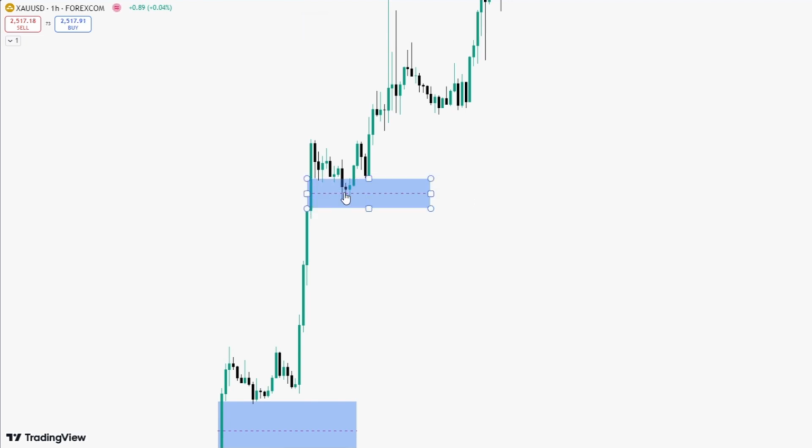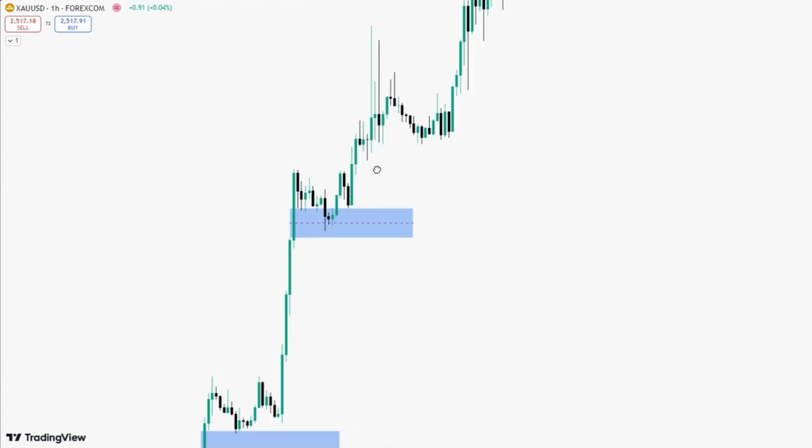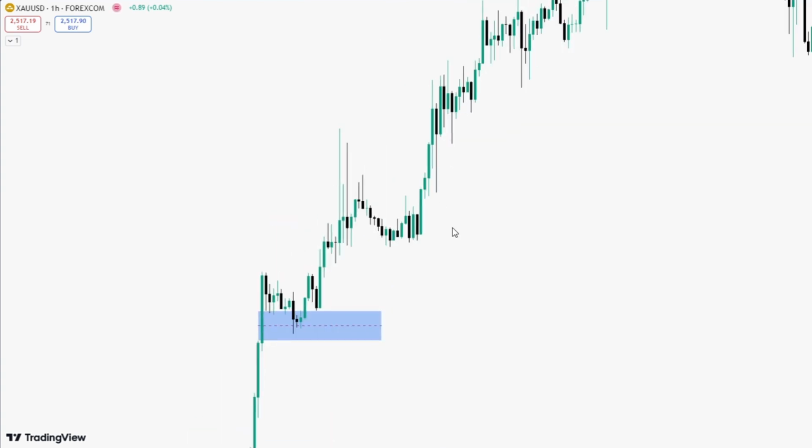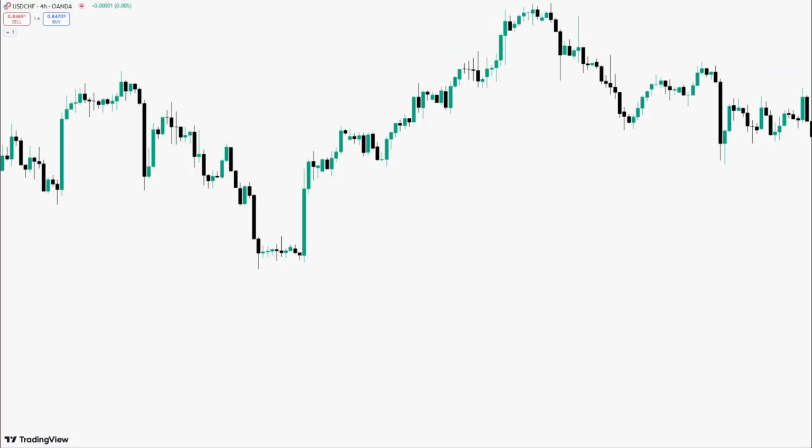The CE (consequent encroachment) was above, and you can see how high the market went, making an all-time high. Now let's look at an example of a fair value gap fill.